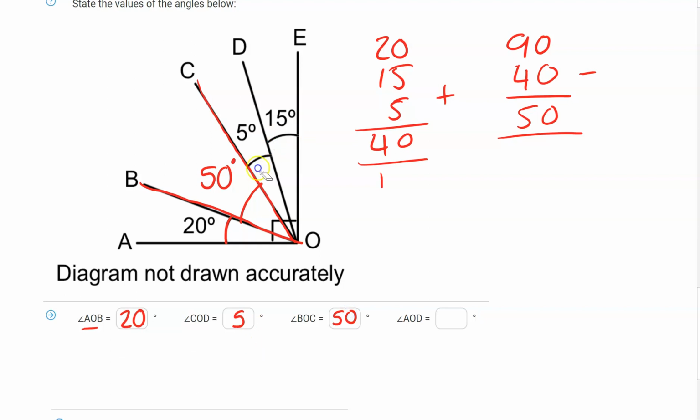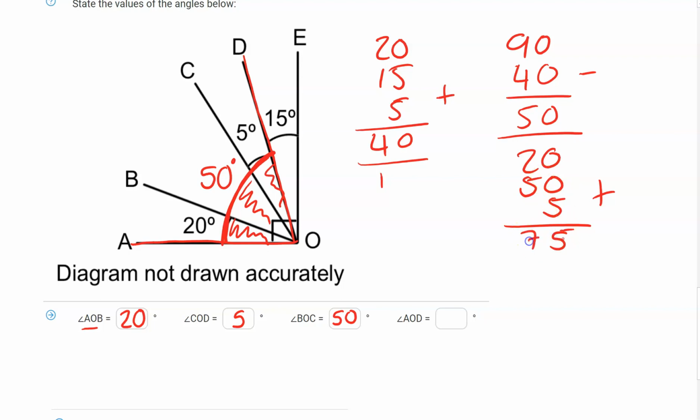And then the last one on there is AOD. So A joins to O, joins to D. How big is that angle? Big angle. Well, it's going to be whatever 20 plus 50 plus 5. So 5 and 7, so 75. Hopefully that one's not too bad.